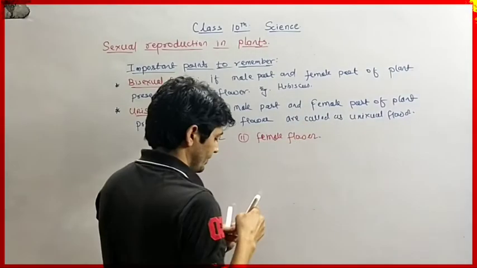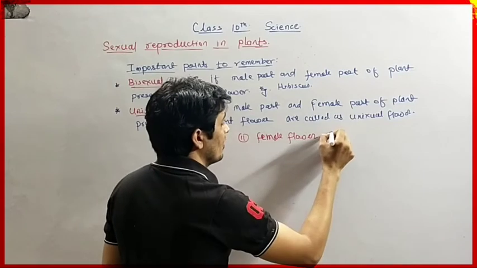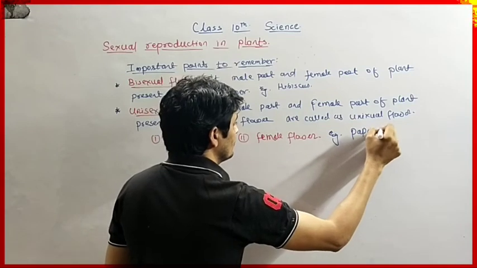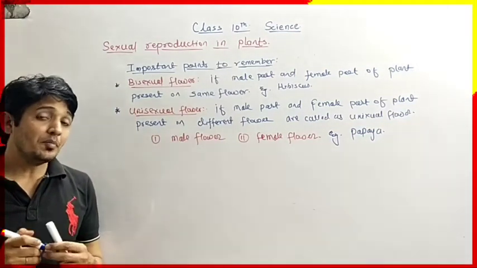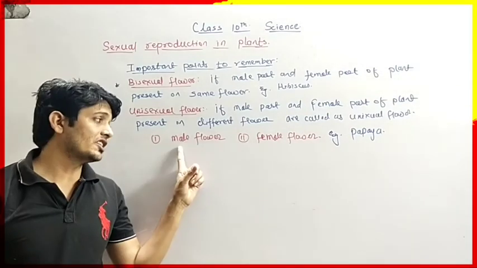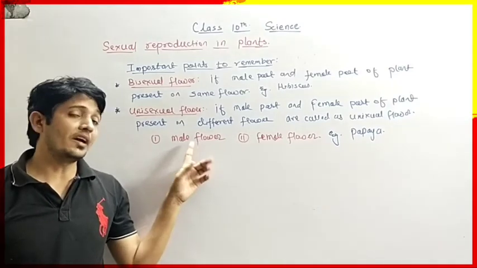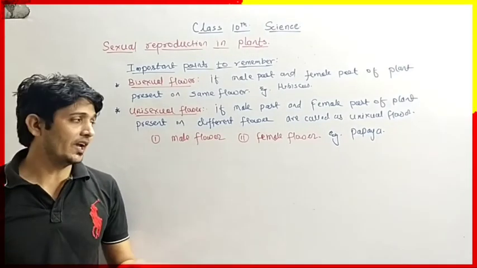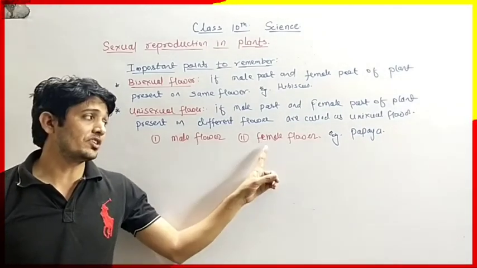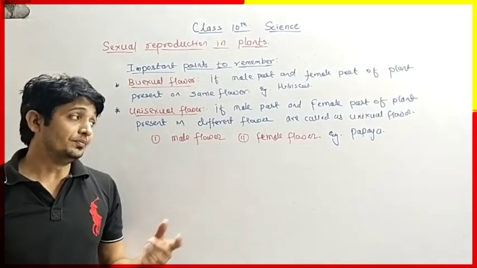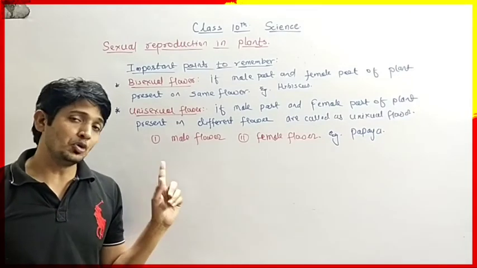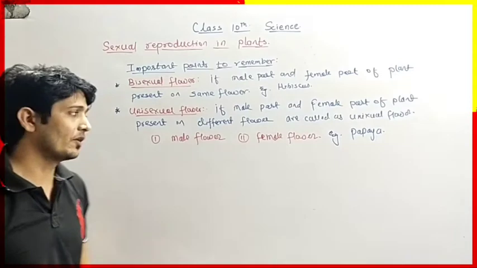Okay, example. The best example is papaya plant flower. So in the papaya plant, the male and female parts of the plant are present on different flowers. That's why they are called male flower and female flower. Male flower contains the male part, that is androecium. And the female part is contained on another flower, called gynoecium, which is called female flower. Okay, so on the basis of the parts present on different flowers, we have divided flowers into two types: male flower and female flower.